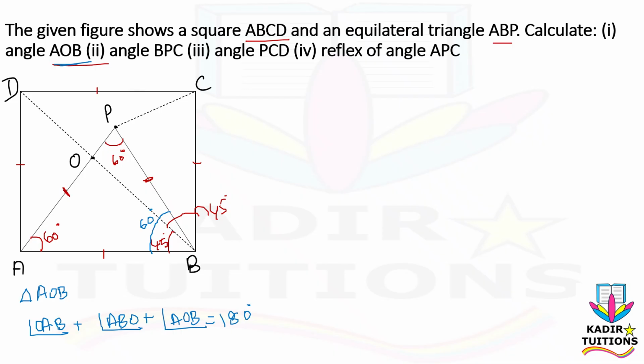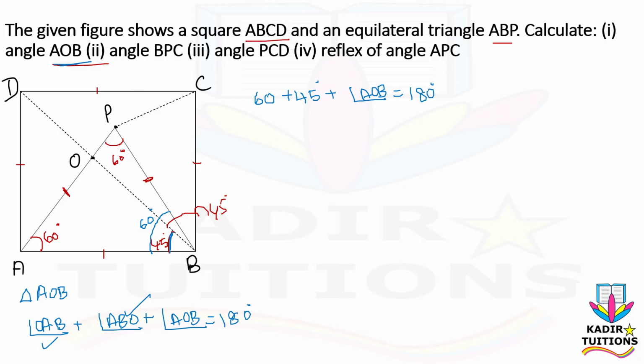In this, OAB we know, and also we know this one, right? Which one? ABO also we know, because ABO is actually the angle bisector because of the diagonal. So we are going to substitute the value. So OAB is going to be 60 and ABO is going to be 45, and we don't know about AOB, which is equal to 180 degrees.